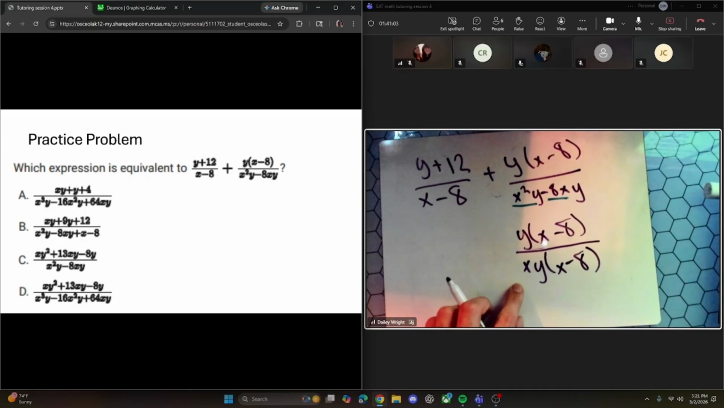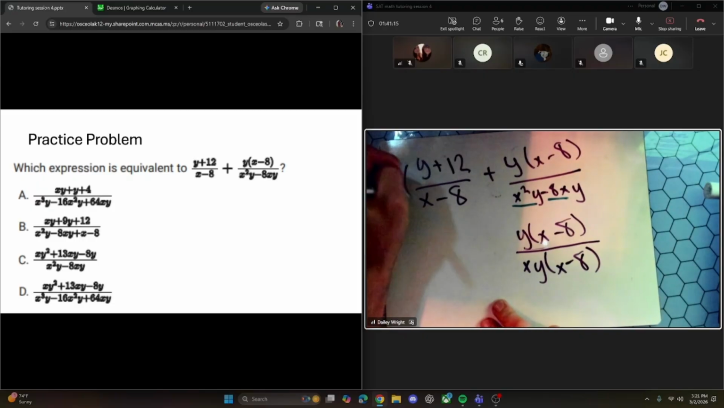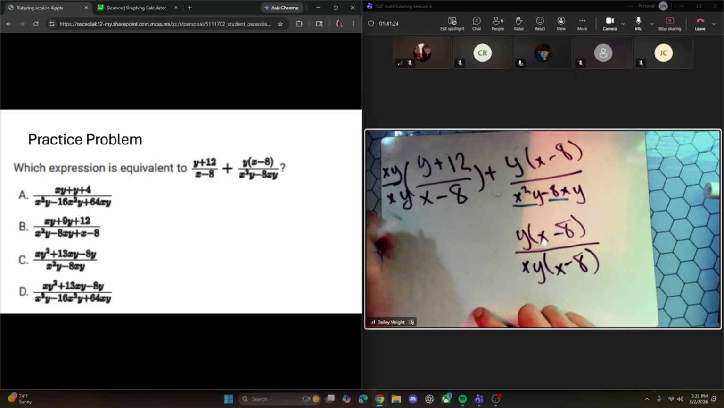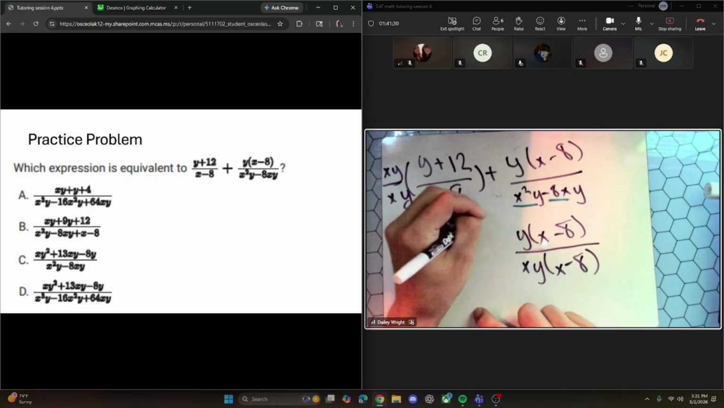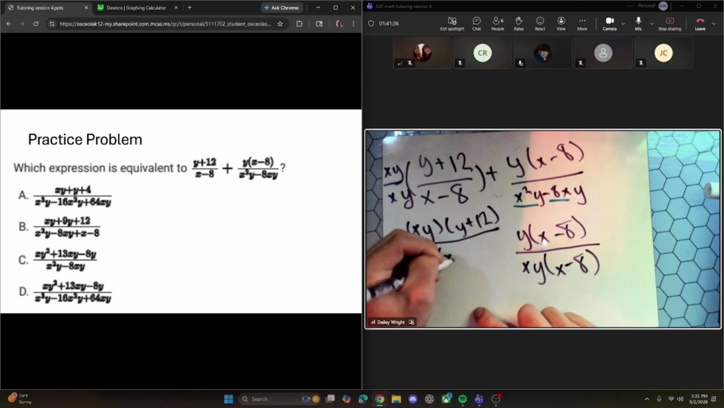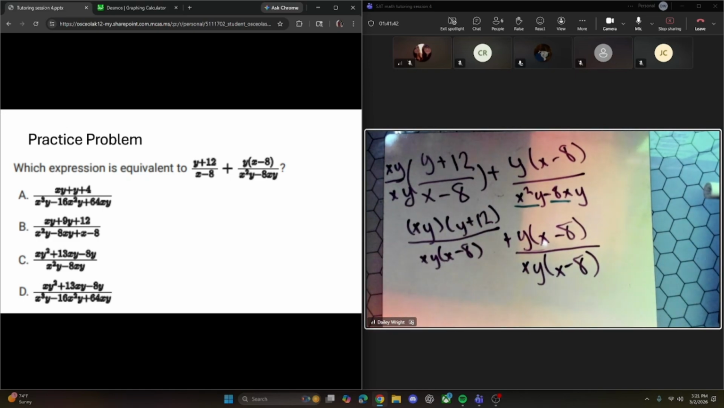So now we know that all we need to do to combine both of these fractions is multiply this side by xy over xy, and then that'll give us common denominators. So xy over xy. And I'm not even going to simplify this. It's not worth simplifying yet because we don't know if one of the answer choices is going to have that look in it. So xy times x minus 8. Now both of these denominators are the same, so you can make it into one big fraction.